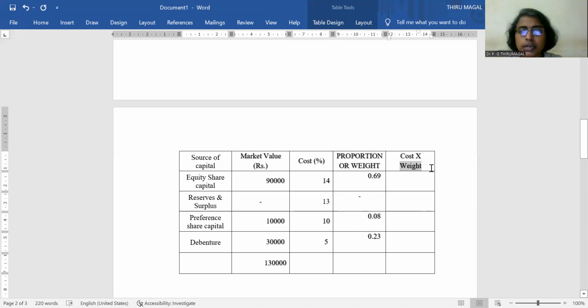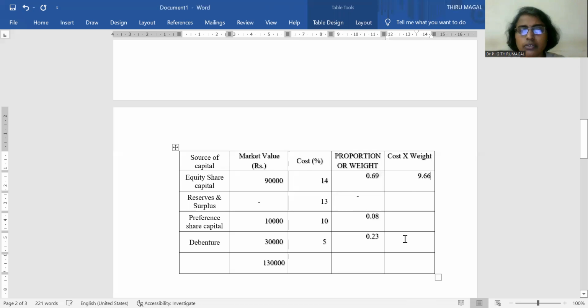The next step will be cost multiplied with weight. So we need to multiply the cost and then weight. So 14 multiplied with 0.69 comes around 9.66. Now 13 multiplied with 0 is 0, so we can just mention 0. 10 multiplied with 0.08 is 0.8. The next will be 5 multiplied with 0.23. The value is 1.15. So now we have multiplied all the values.